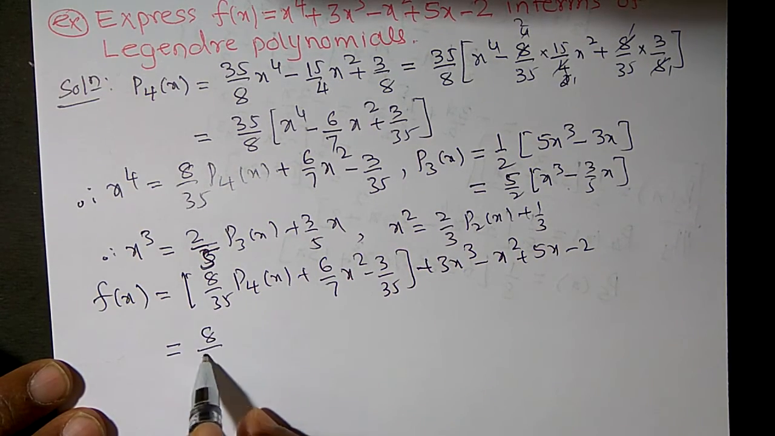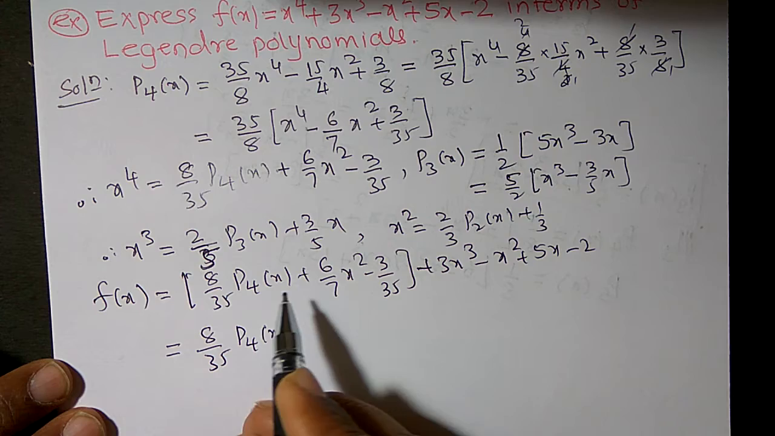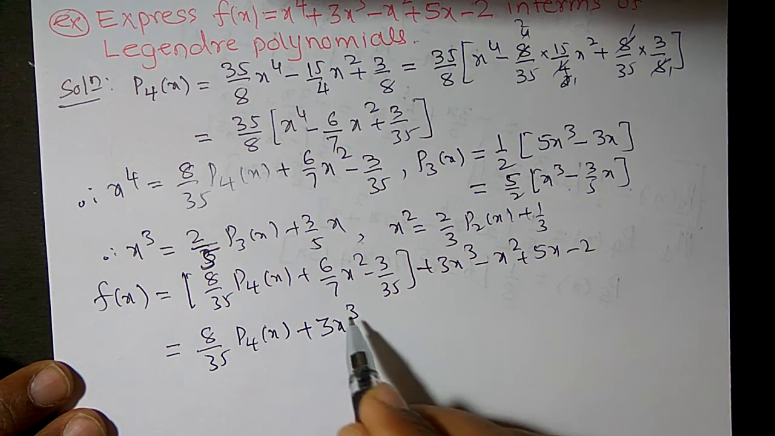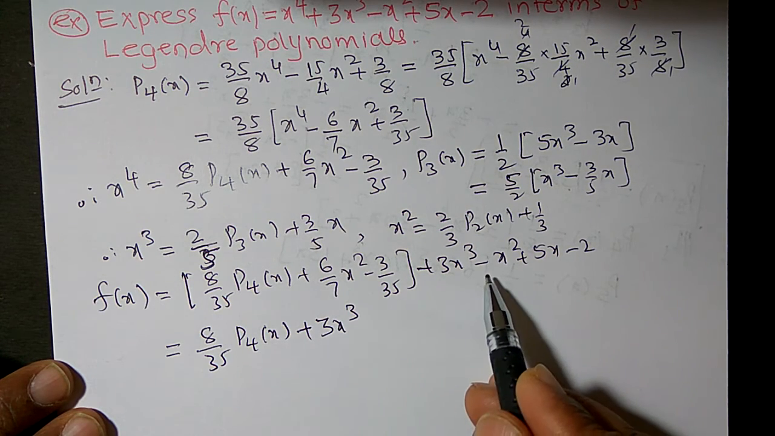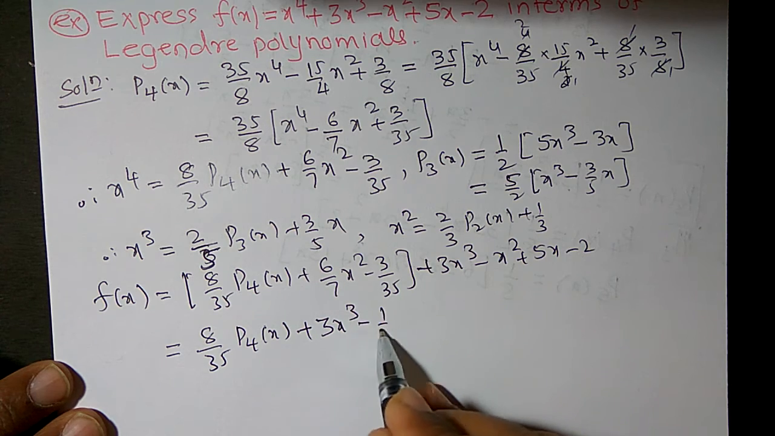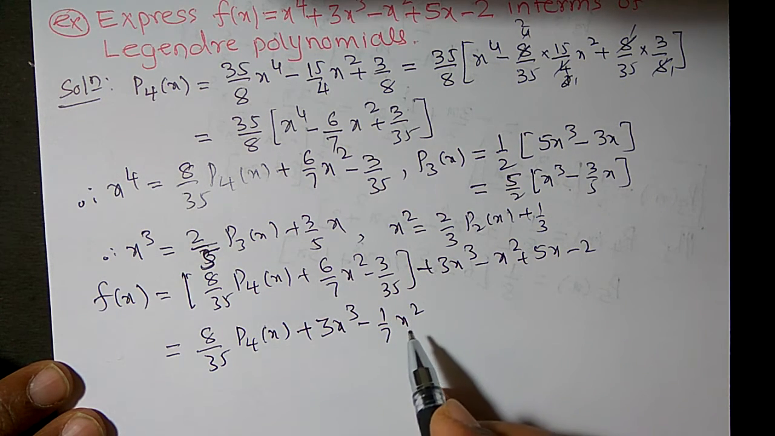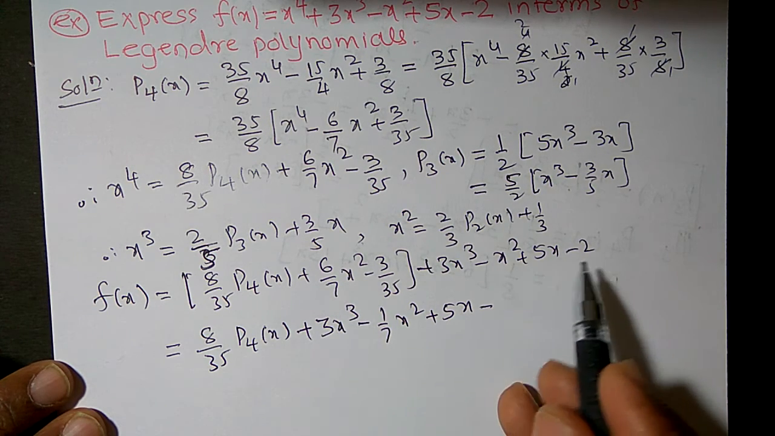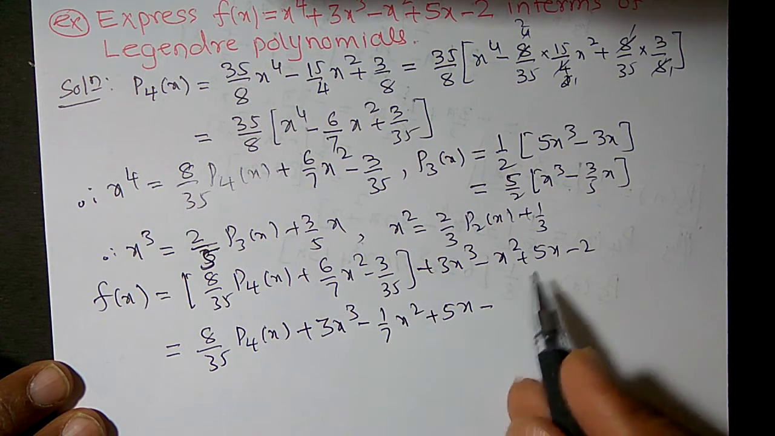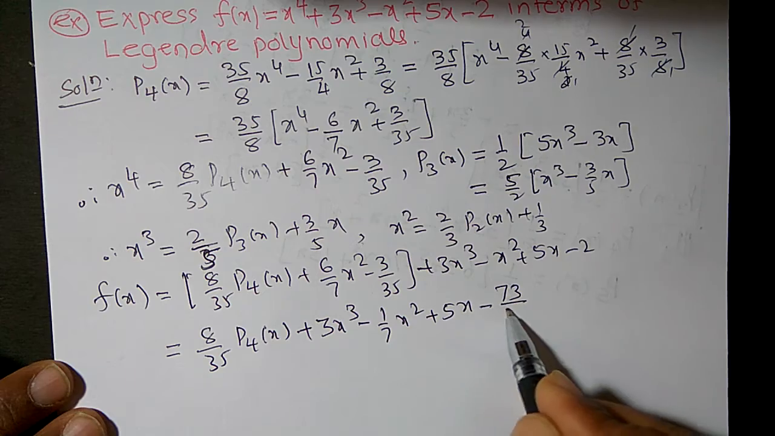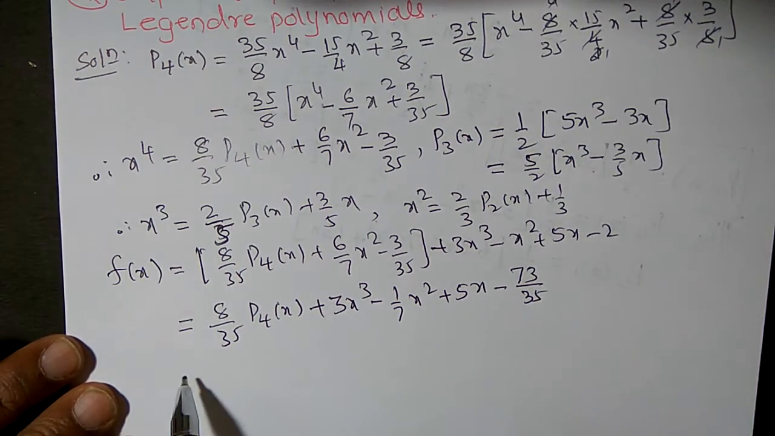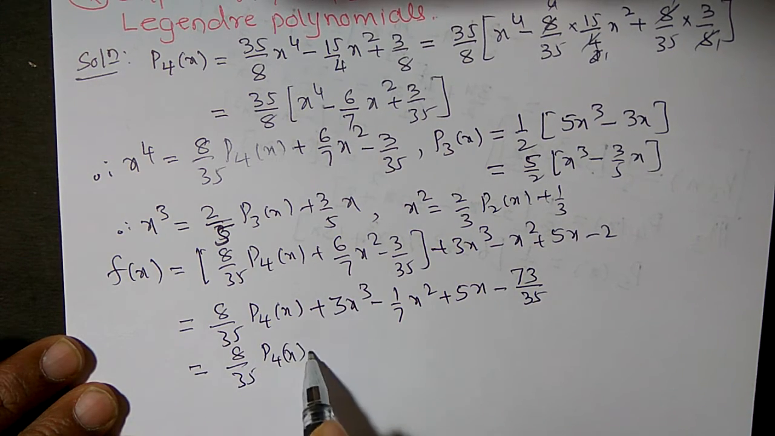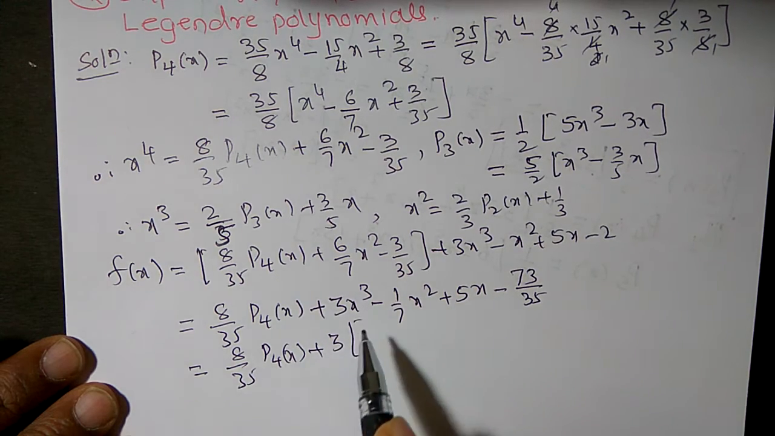So now I want to simplify 8/35 P4(x), right, plus 3 times x^3, 6/7 x^2 - x^2. Simplify, I hope we'll get minus 1/7 x^2, plus 5x and the constant -2 - 3/35. Simplify, you'll get -73/35. Okay, so this is equal to 8/35 P4(x), right, plus 3 times x^3.